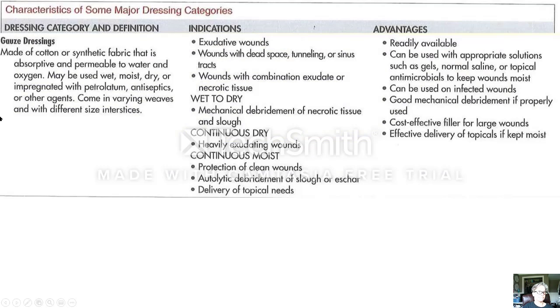Gauze dressing. Made of cotton and synthetic fabric that is absorptive and permeable to water and oxygen. May be used wet, moist, dry, or impregnated with petroleum, antiseptics, or other agents. Come in varying weaves and with different size interstices. Indications.